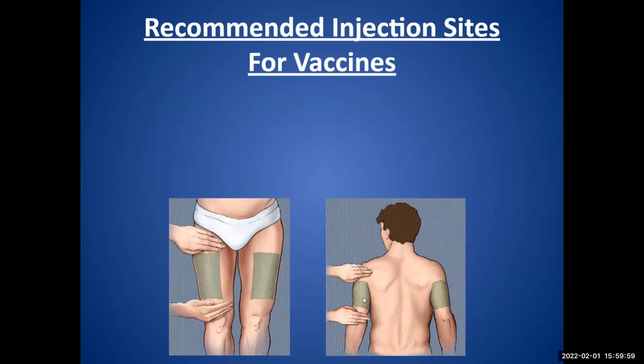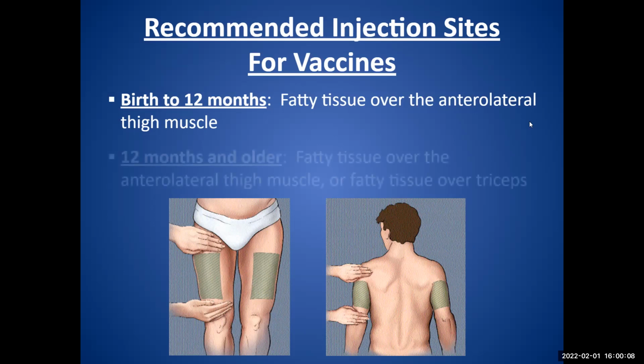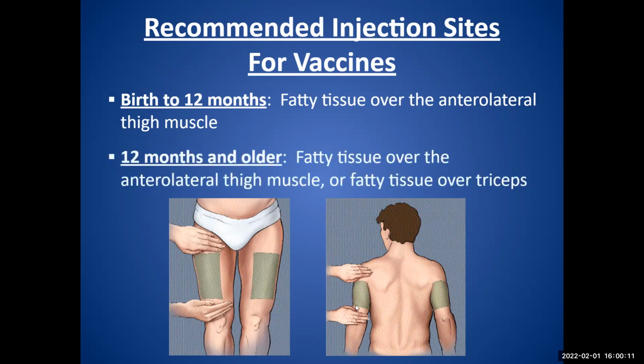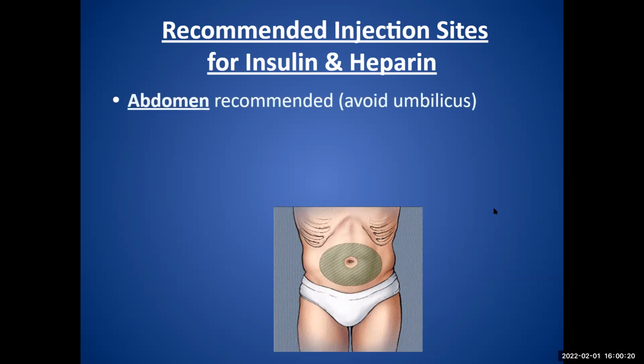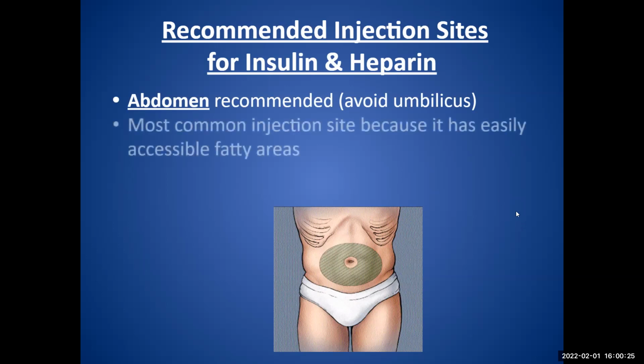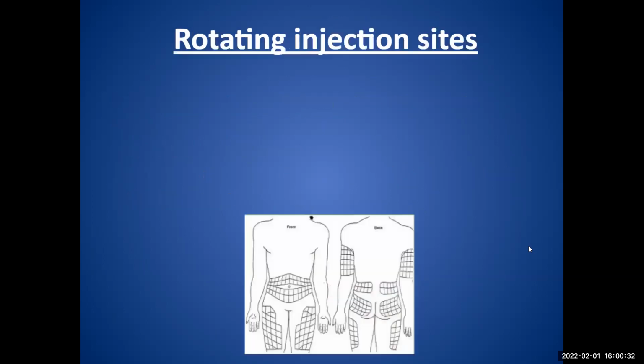Okay, but for vaccines, these are our recommended injection sites, right? For babies up to 12 months, on the thigh, and then for anyone 12 months and older, usually they go on the tricep. For insulin and heparin, typically it's the abdomen. For pregnant patients, that then usually move around back to the flank, right? Easily accessible fatty areas. And the insulin is actually absorbed faster when it's injected into the abdomen.